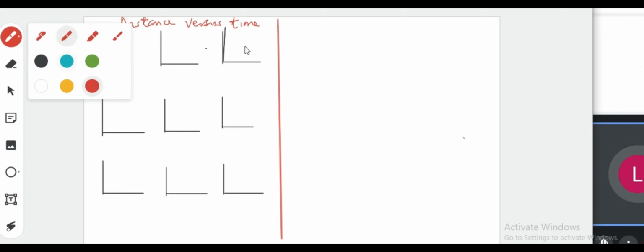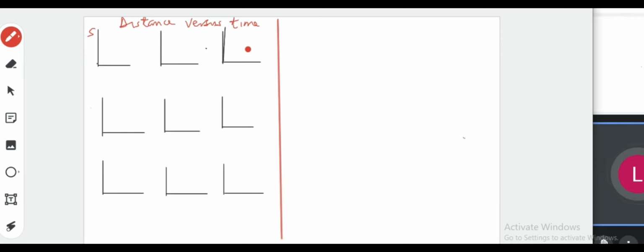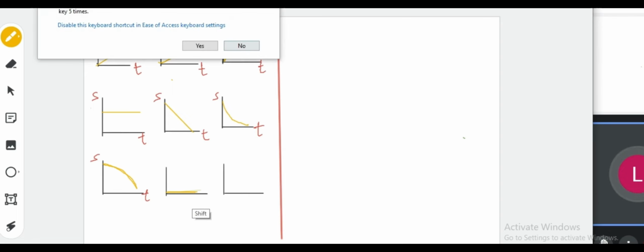You know we use S for distance, right? So S against T. The first one is a line like this, then another one going this way, curving up, when it's curving down, when it's just straight, sometimes when it's curving this way, and sometimes when it's just on this axis and not moving at all.